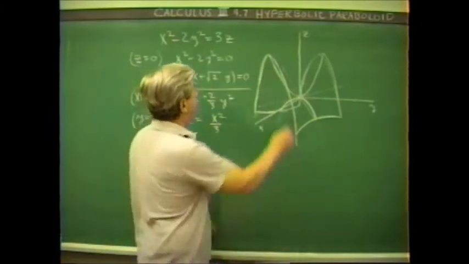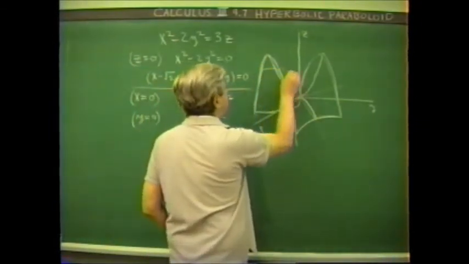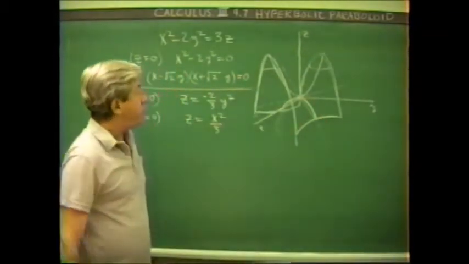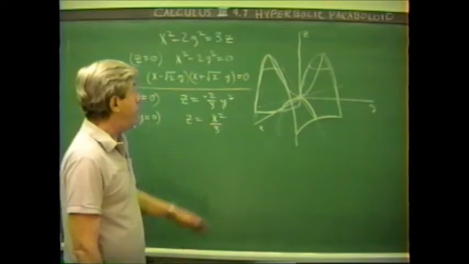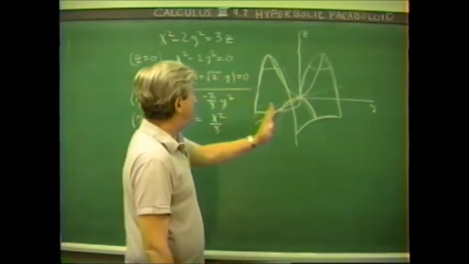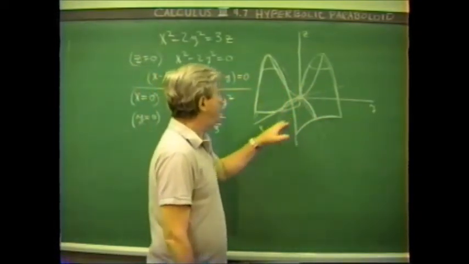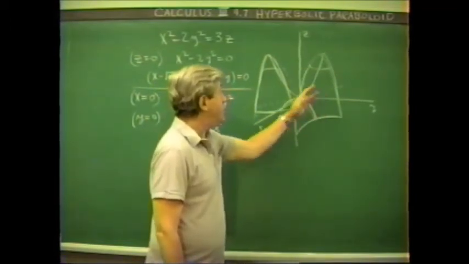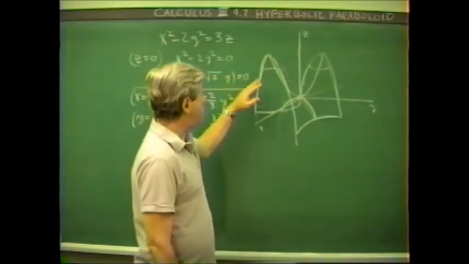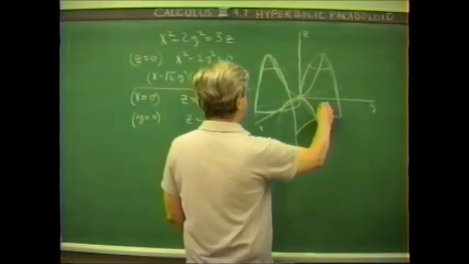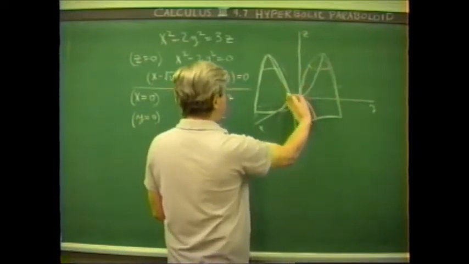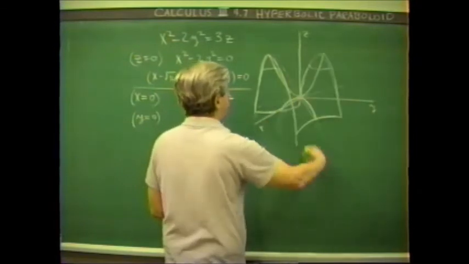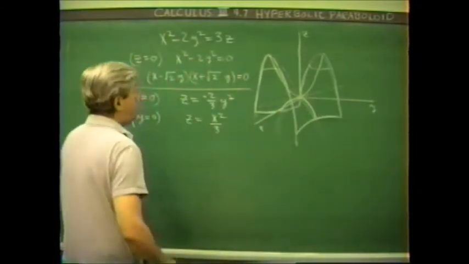If z is a positive constant, the hyperbola is up here, like so, and over here. So the cross sections for planes parallel to the xy plane are hyperbolas. The cross sections in the other two directions, however, specifically planes parallel to the yz plane, or parallel to the xz plane, those are parabolas. So this is a hyperbolic paraboloid.